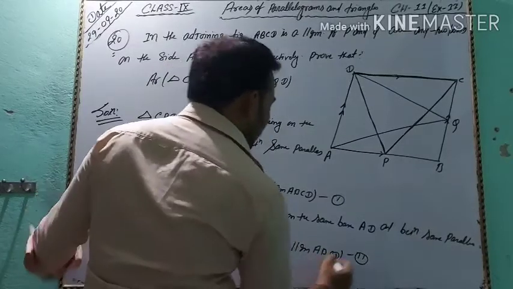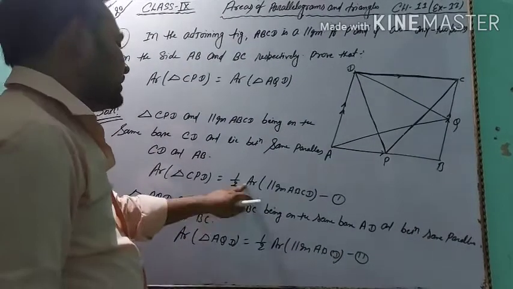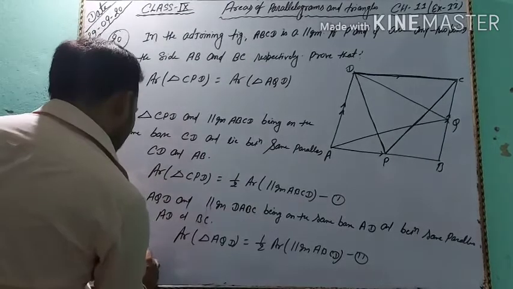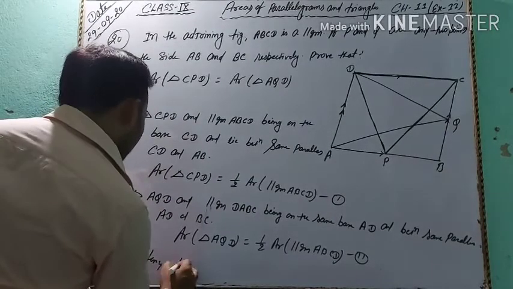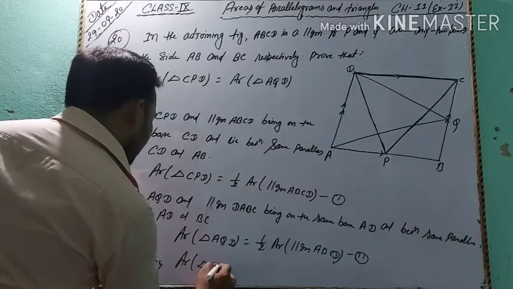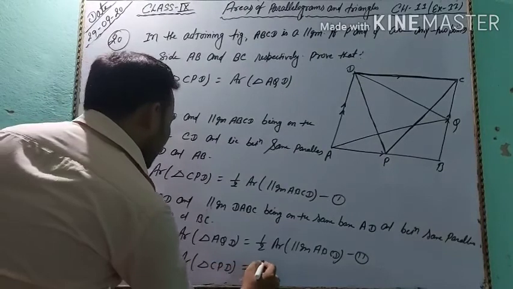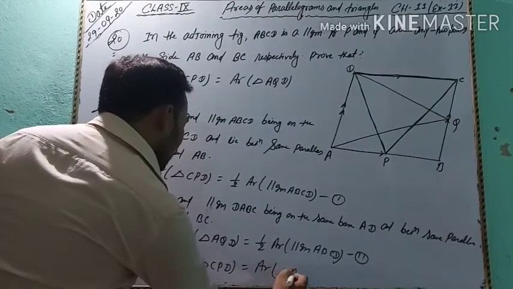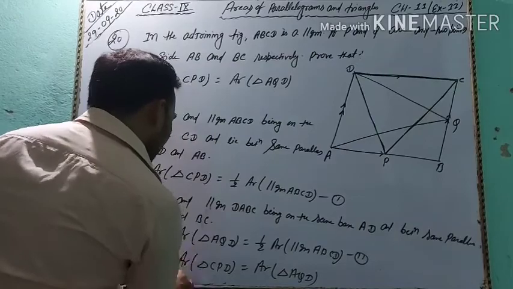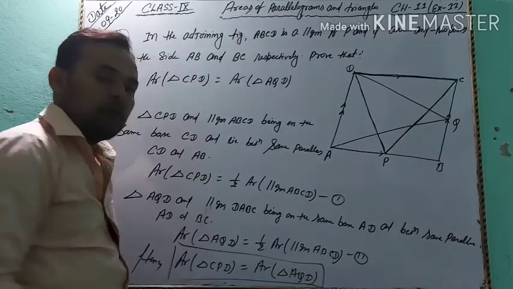This is equation 2. From equation 1 and 2, the RHS is equal, then the LHS is also equal. So hence we say that the area of triangle CPD is equal to area of triangle AQD. Okay. Thank you.